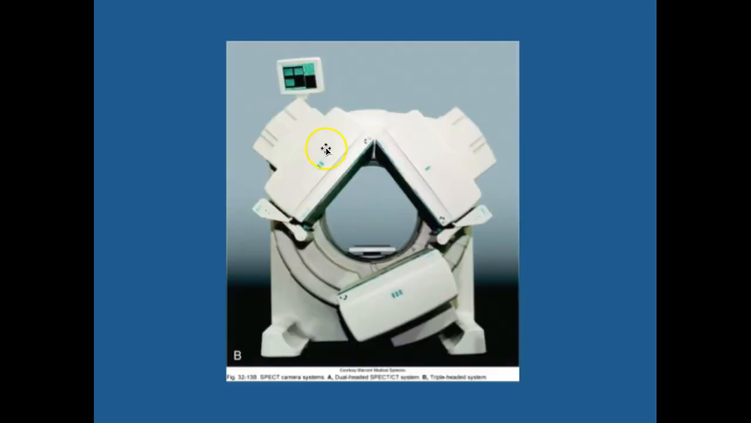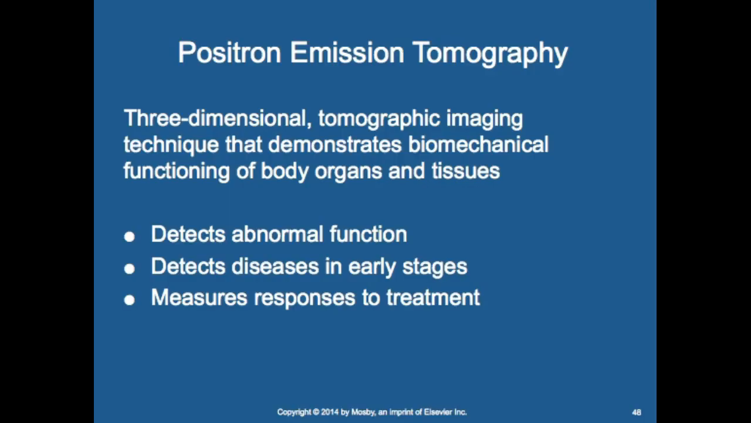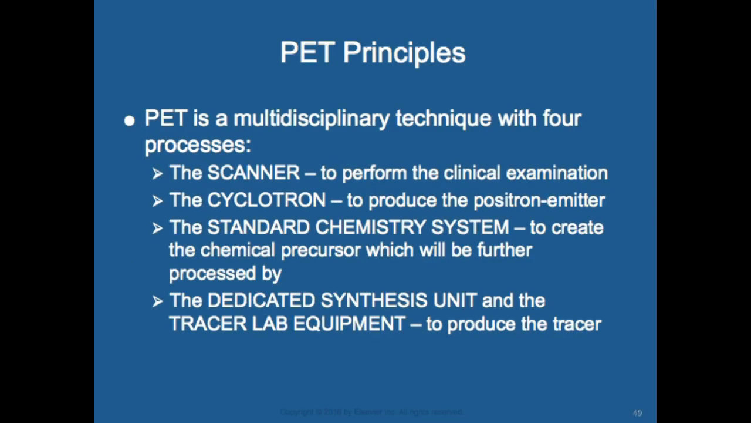Okay, so here's a three-head scanner. This is a thyroid. You can just put this right over the thyroid. It's real small. Patients tolerate that really well. PET is a three-dimensional tomographic imaging technique that demonstrates biochemical functions of the body organs and tissues. It detects abnormal function, detects disease in early stages, and measures response to treatment for cancer. We use positron emission tomography generally for cancer, but we can use it for Parkinson's, MS. There's a lot of other things that we'll use it for. Also, any kind of degenerative joint disease.